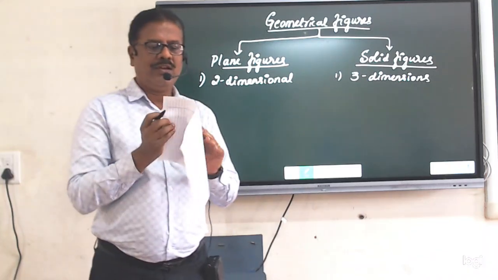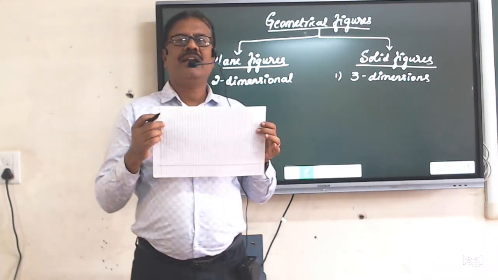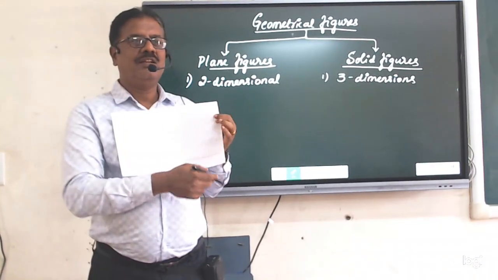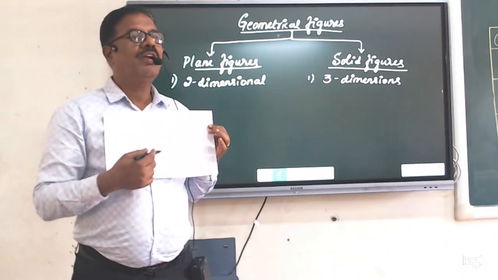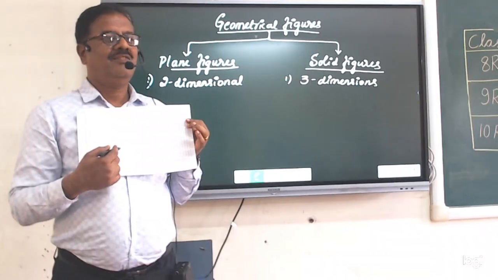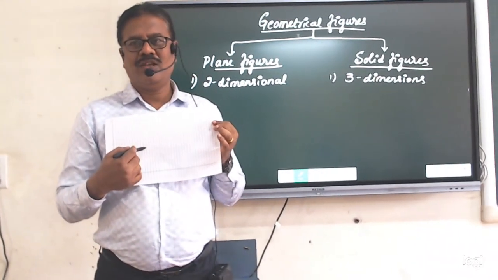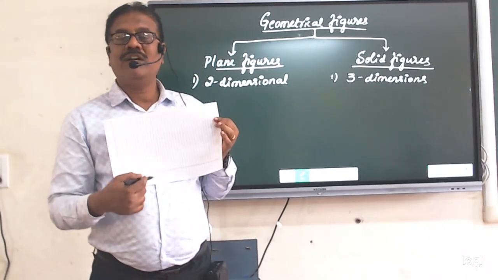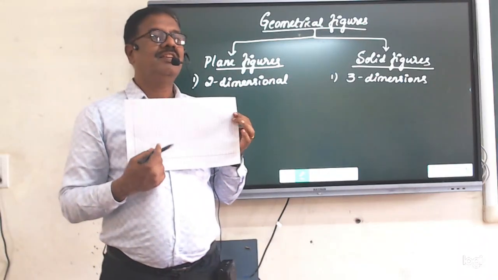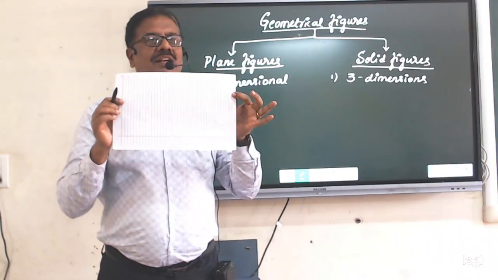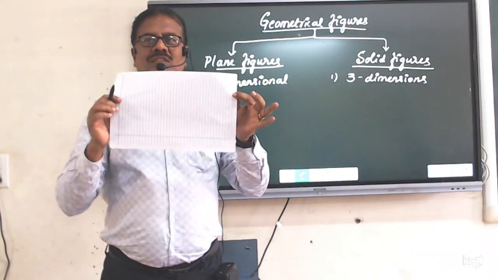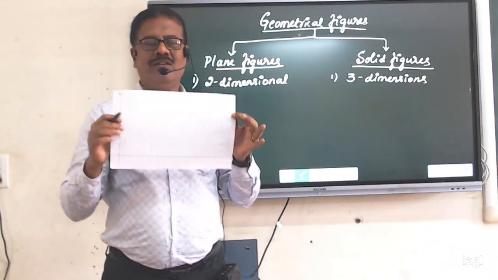Then the second difference that you can notice between a plane figure and a solid figure is, see, here this shape of a paper, you said rectangle, and this is called length and this is called breadth. How to find the area of this? We know the formula. We have studied in our lower class. Tell me, what is the formula to find the area of a rectangle? Length into breadth. Means I can calculate the area of this plane figure.